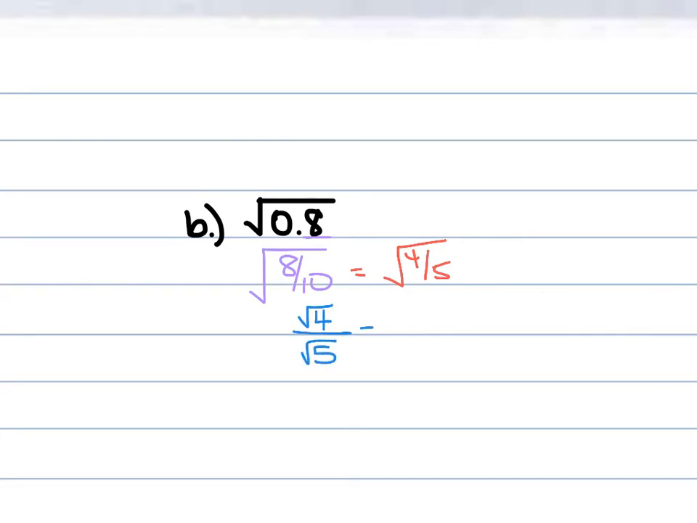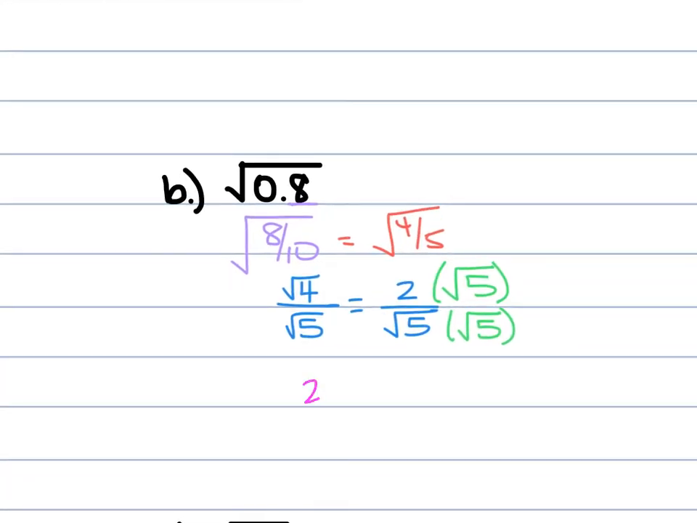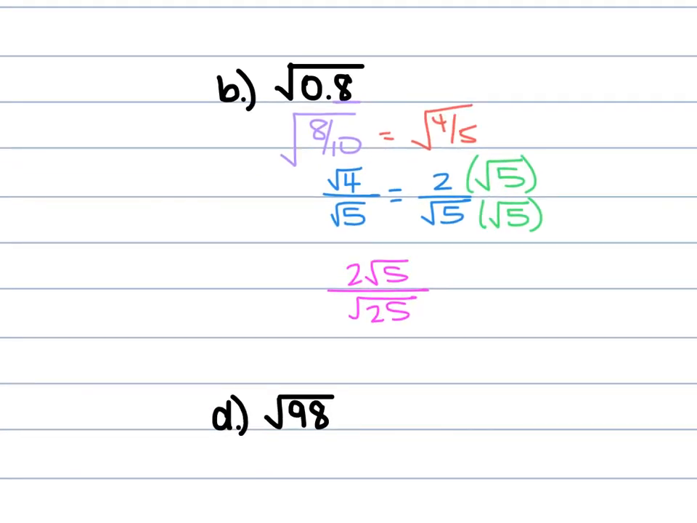The square root of 4 is 2. However, the square root of 5 you cannot do. You cannot leave a radical in the denominator. So when we simplify this, we are going to have to multiply the top and the bottom by that radical, which is the square root of 5, to get rid of the radical on the bottom. If we multiply this, this is 2 square root 5 over the square root of 25. Well, the square root of 25 is 5. So this is really 2 square root 5 over 5.